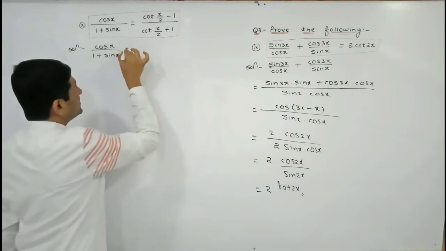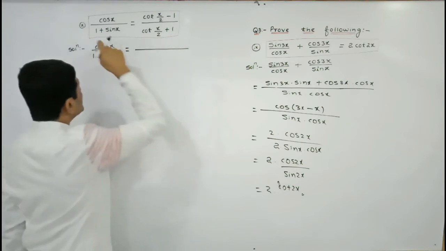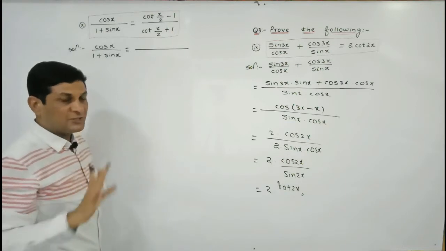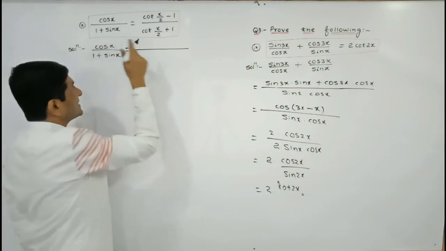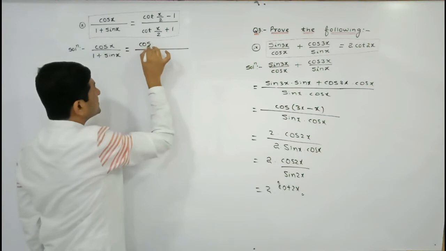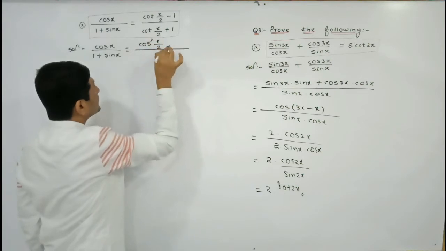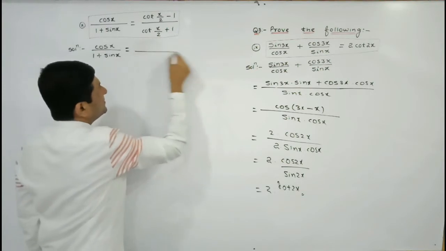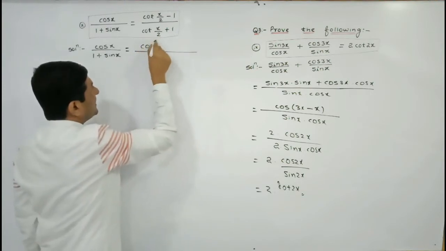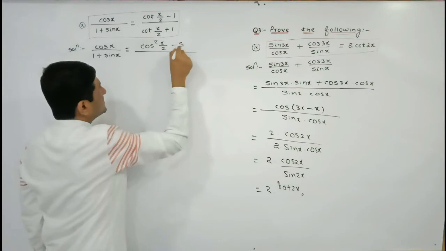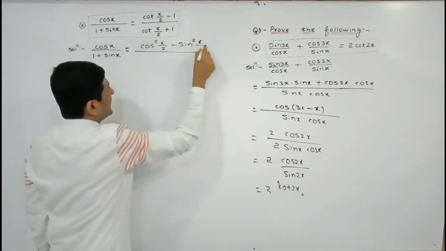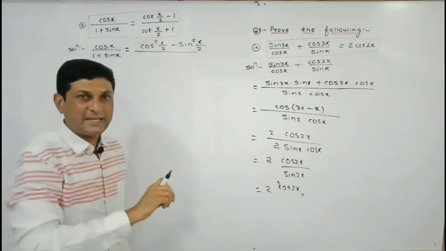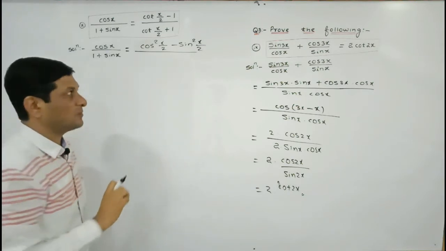So here, according to the half angle formula, check the formula of cos x. Hope all of you have prepared the list of all the formulas. So cos x can be written as cos square x by 2 minus sin square x by 2. So the value of cos x will be equal to cos square x by 2 minus sin square x by 2. And in the denominator we are substituting the value of 1 plus sin x, again according to the half angle formula.